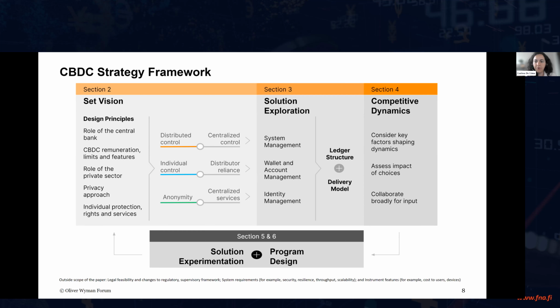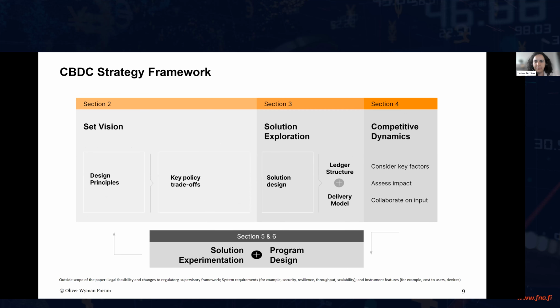So the picture you have on your screens is the framework in our paper, but I'm actually going to ask for us to move on to the next slide because it's more simple and easier to describe. So we wanted to create a simplifying framework to help policymakers decide on whether to launch a CBDC, and if so, what were the key decisions to make earlier on in the process. So the main elements are, first, it's important to set a clear vision and to detail that vision with design principles. Next, those principles then feed into the basis of what we're articulating as key policy trade-offs, because trade-offs are inevitable anytime you think about launching a solution.